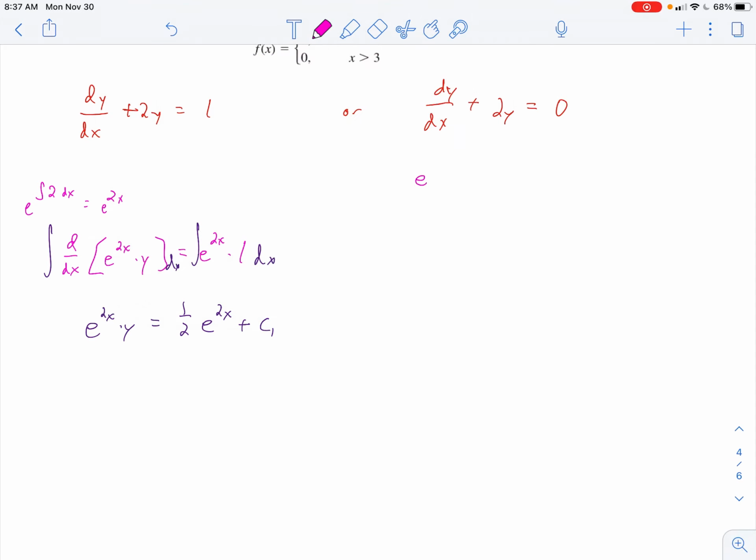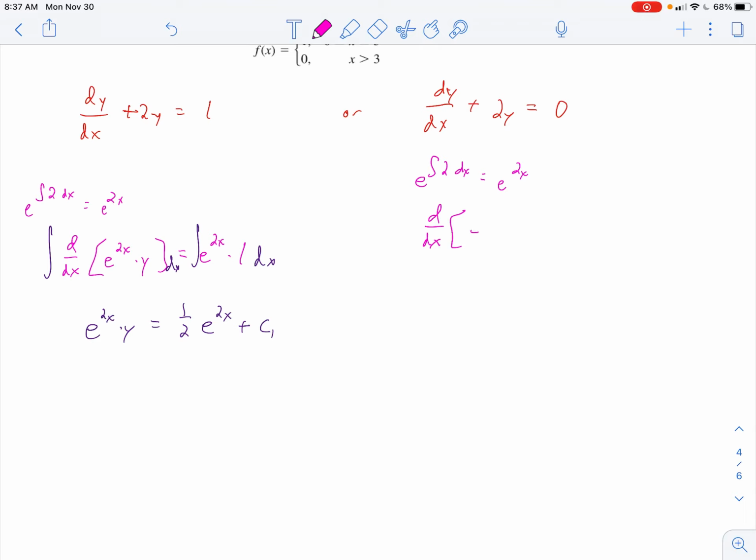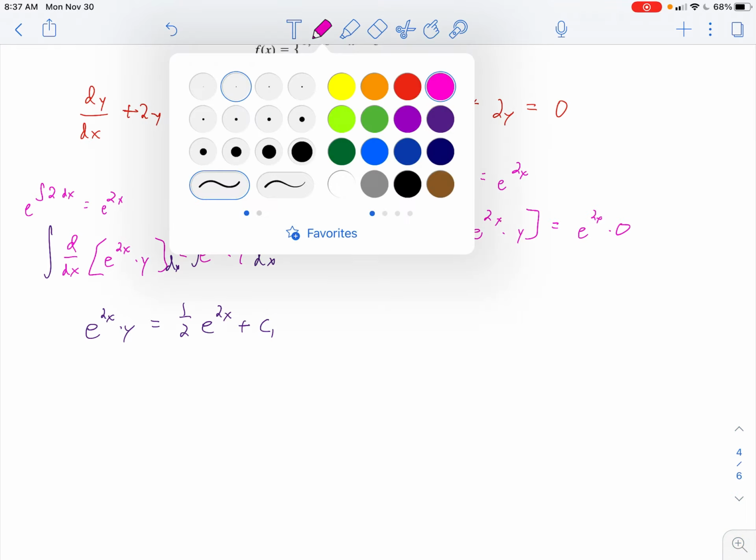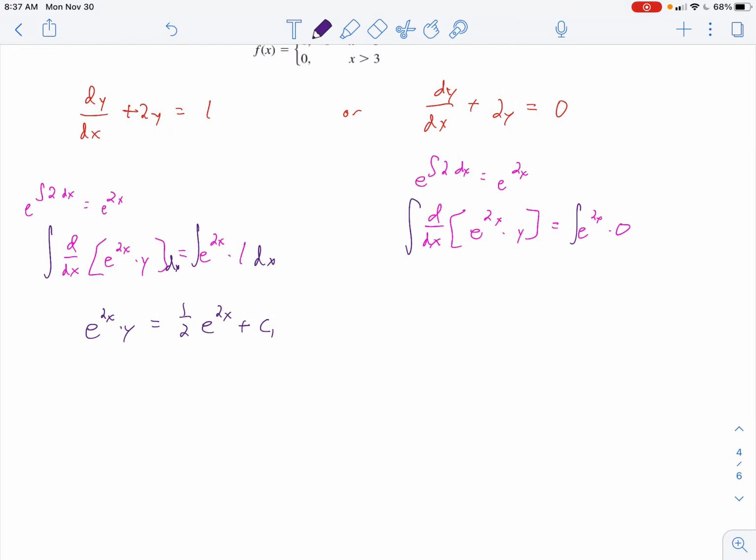Now, the nice thing about the second equation is our integrating factor is going to be the same. It's just going to be e to the 2x. Again, you could skip a lot of steps. It's going to be e to the 2x times 0. Now we integrate both sides, the left side and the right side. We get e to the 2x times y on the left-hand side, and that's equal to the integral of 0, which is just a constant, so c sub 2.